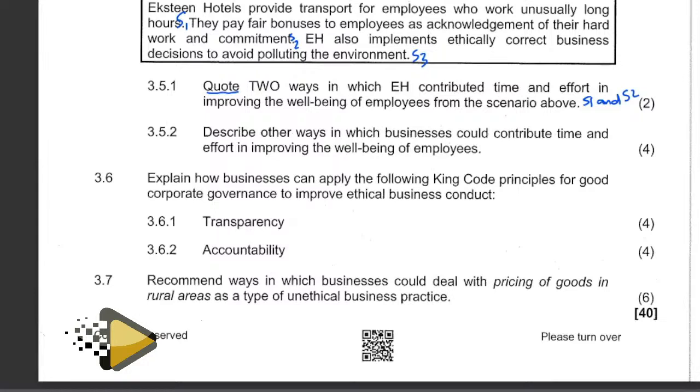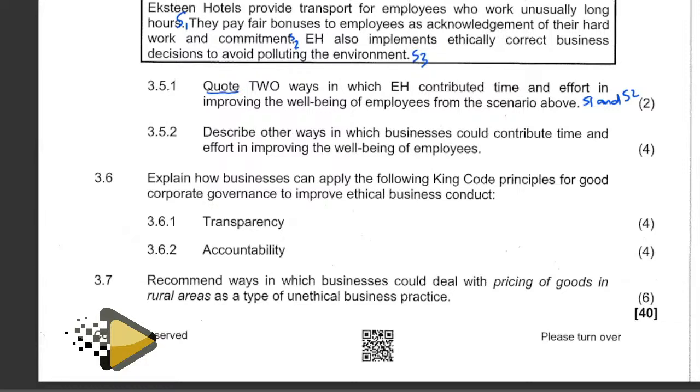So the next question that we are faced with is 3.5.2, and 3.5.2 says describe other ways in which businesses can contribute time and effort in improving the well-being of the employees. So now how can the business do that? The business should introduce the concept of mindfulness to the employees. Also, this is going to encourage staff to cycle to work. And also they should actually realize the importance of work-life balance. Because if you check, most of the businesses, they fail to realize the importance of work-life balance. Okay, right, I'll come again.